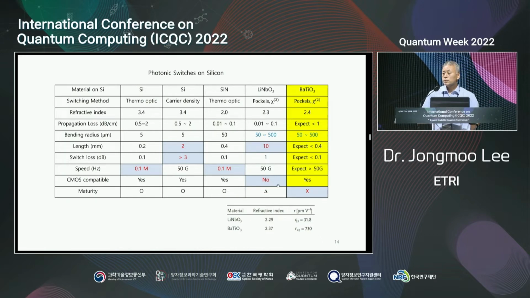And to solve this, there is an effort to apply a new material called BTO that has a very big nonlinear optical property. So people are developing the BTO enhanced silicon photonics for the purpose of this quantum computing development.